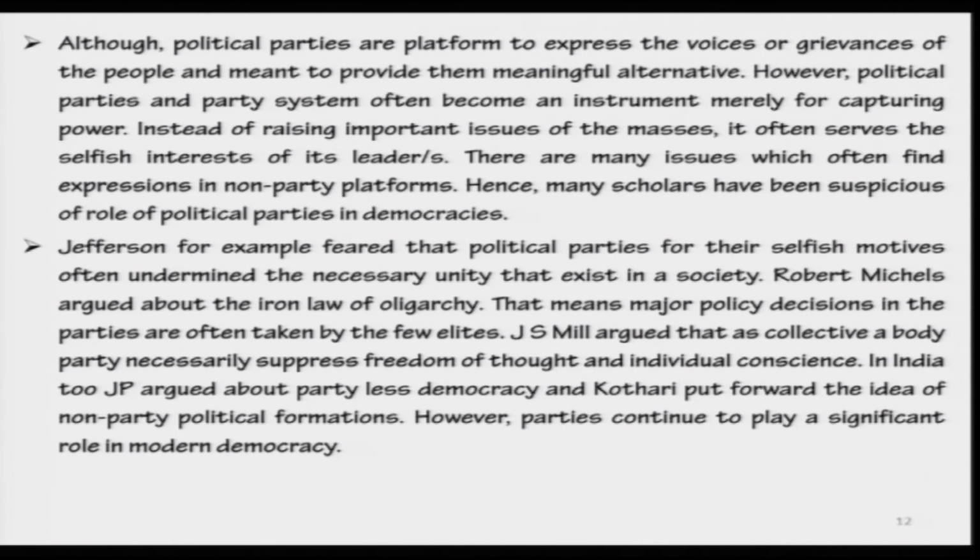However, what we also find is that political parties and party system often become an instrument merely for capturing power. So, instead of representing the voice of the people or the issues that concern them, all the political parties compete to win the election. So, winnability becomes more important for the parties than raising the crucial voice of the people or the masses. So, it often serves the interest of the leaders. In the process, many legitimate voices and issues are then expressed in non-party platforms.